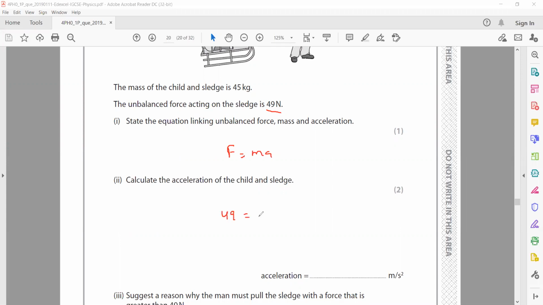Resultant force is 49, mass is 45 and acceleration a. So it will be 49 divided by 45. This will be the acceleration of the sledge, which will be 1.1 meter per second square.